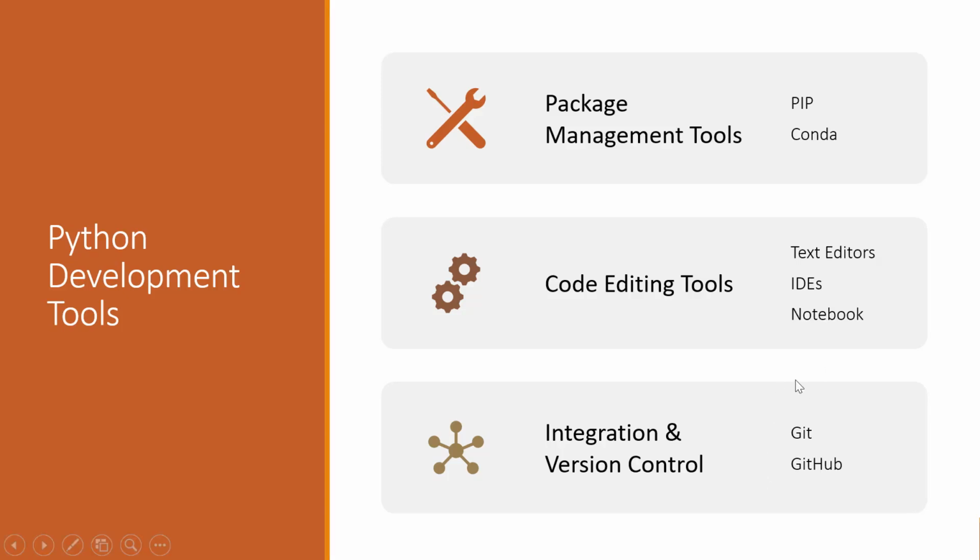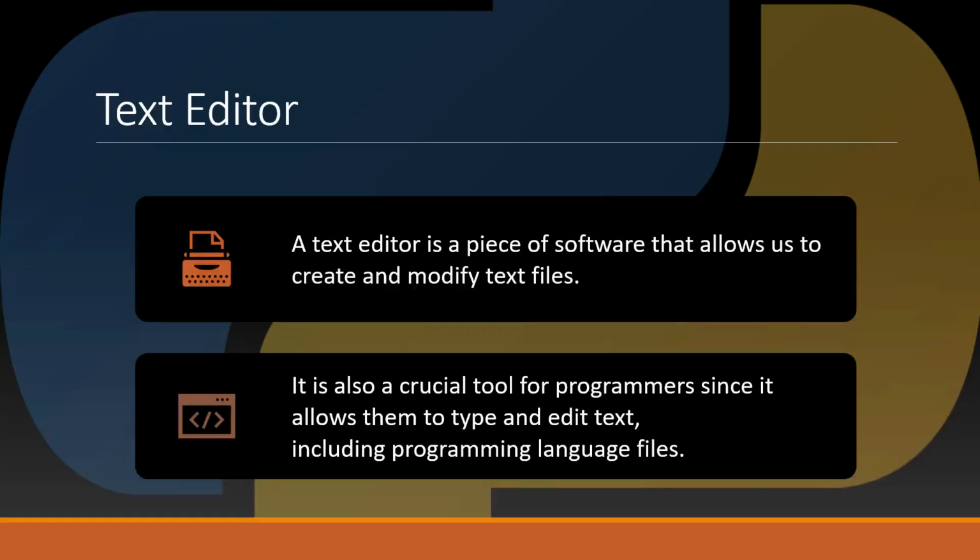So next we will discuss the different code editing tools, where first we will discuss text editors. A text editor is simply a piece of software that allows us to create and modify text files. It is also a crucial tool for programmers since it allows them to type and edit text, including programming language files. Moreover, there are many editing softwares for programming that help to work with a variety of languages. So let's discuss some of the common code editing softwares.